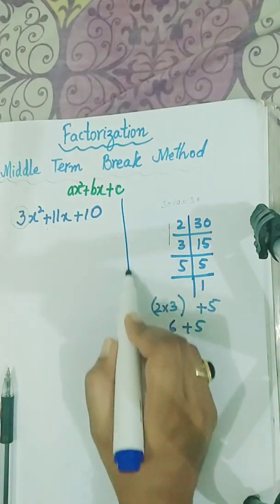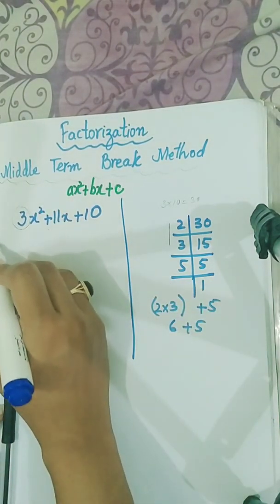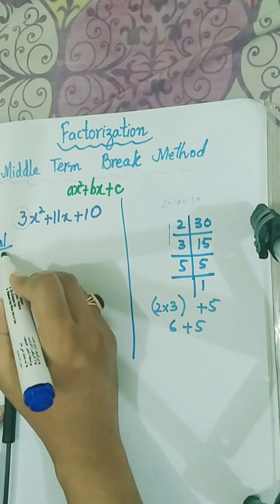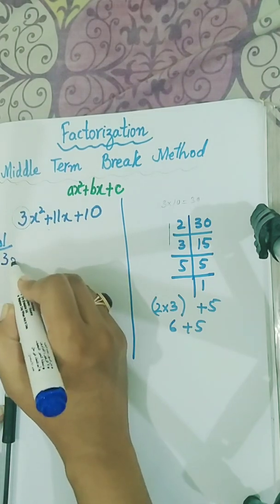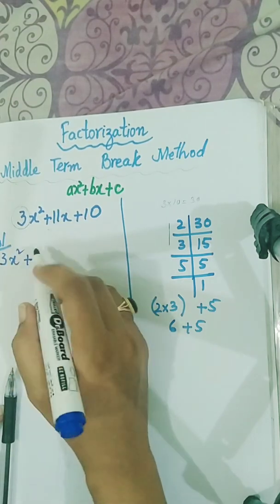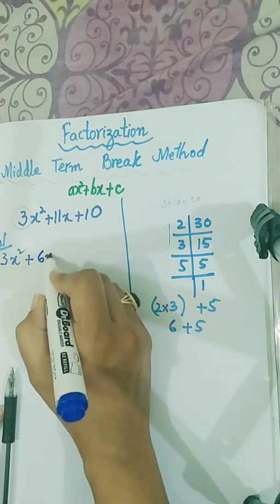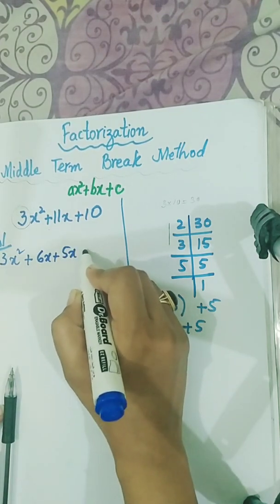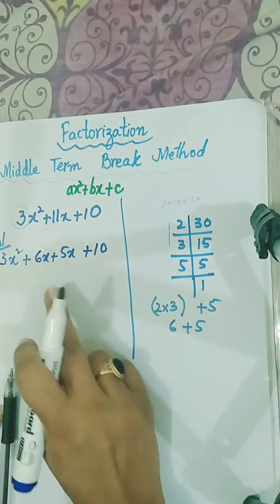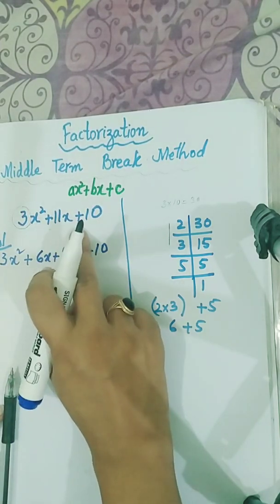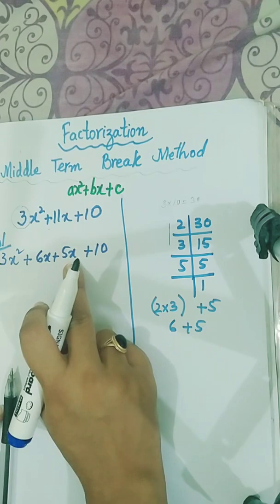The rest of the question will be solved in a similar manner. We will write down 3x square, the first term, as it is, and then 11x can be written as 6x plus 5x, plus 10. The 11x is broken down into 6x plus 5x.